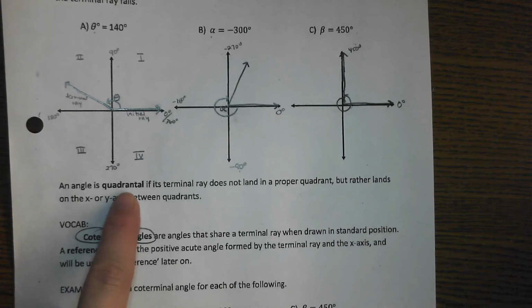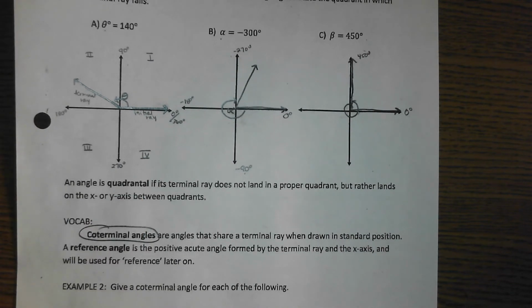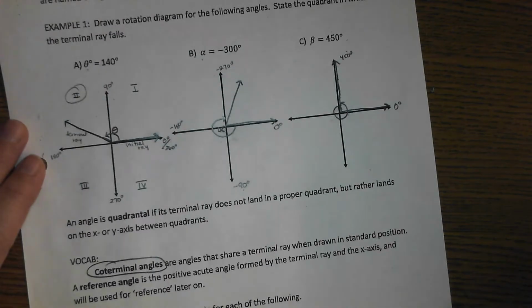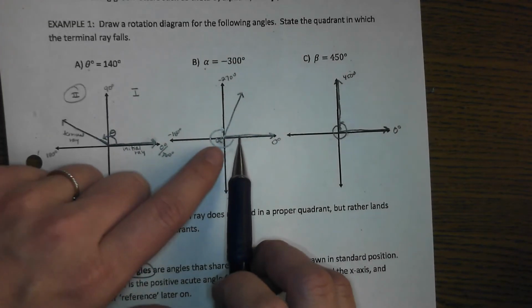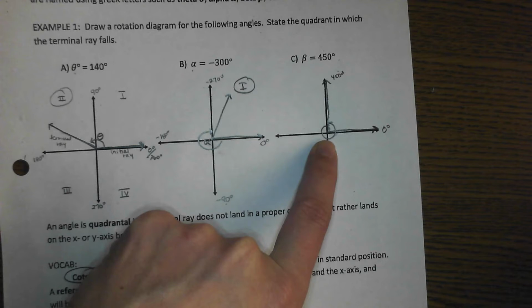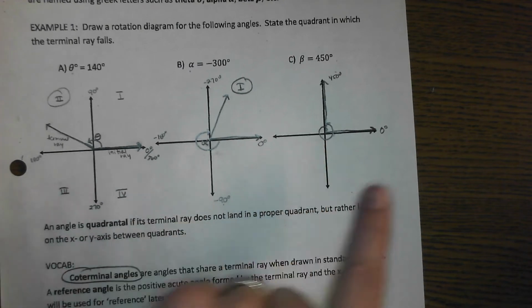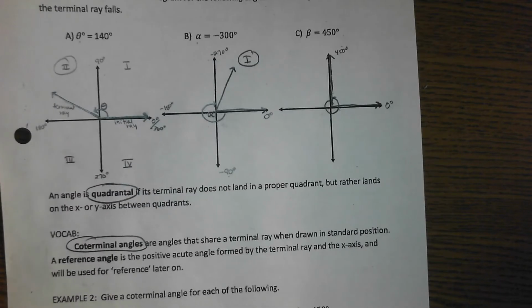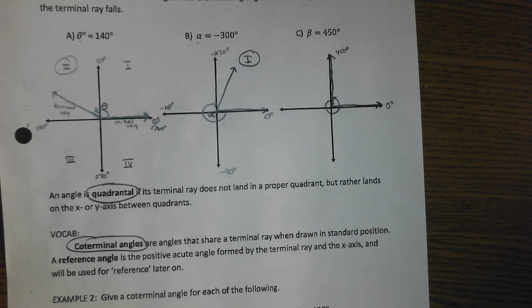This word doesn't really come up much that I've seen, but I do want to say what it means, because we were asked what quadrant the terminal ray is in, and for this one it was quadrant 2. What quadrant was this one? Quadrant 1. And for this one, if someone asked what quadrant your terminal ray is in, it would be tough to answer, because it's not in 1 and it's not in 2. It's on the border between them. That is what is considered a quadrantal angle. So if you see that word, that's what it means. It's not really in a quadrant, it's between quadrants.